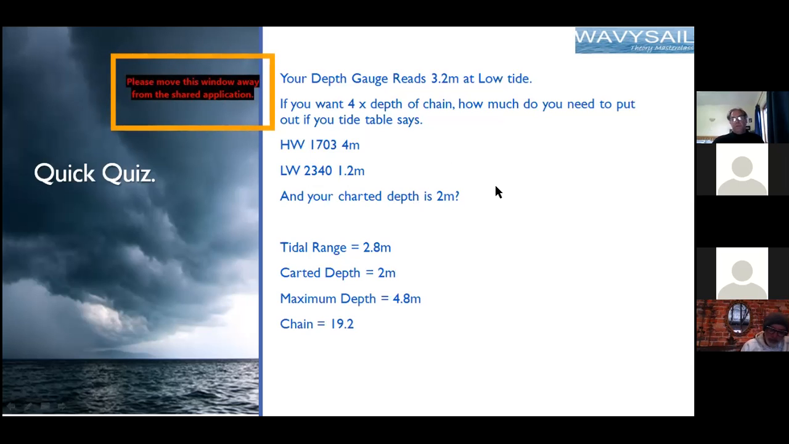Therefore, times it out, you want 4 lengths of chain, we call it 20 meters. So there's a very real reason for wanting to see what your depth is going to be when the tide either comes in or goes out.